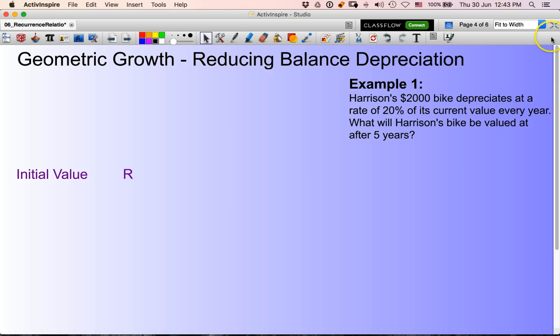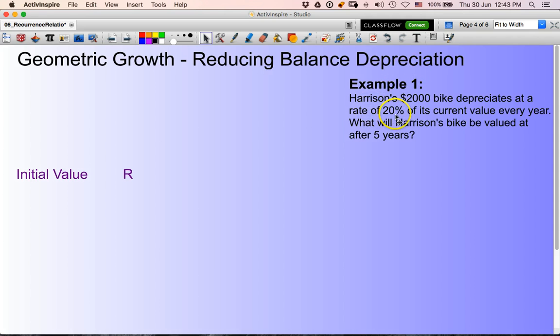Okay, example 1. Harrison's $2,000 bike depreciates at a rate of 20% of its current value every year. What will Harrison's bike be valued at after 5 years? Okay. Whenever I see words such as depreciate and current value, straight away I'm thinking of reducing balance depreciation.